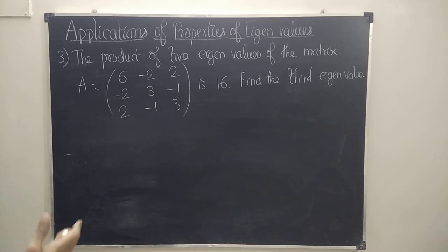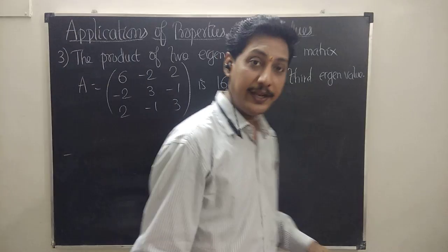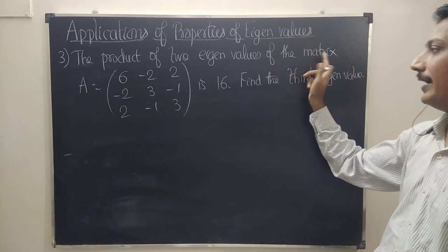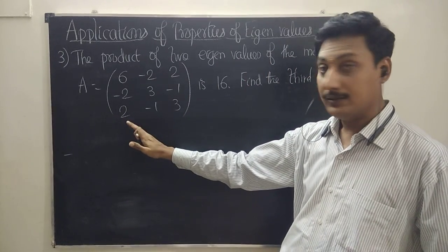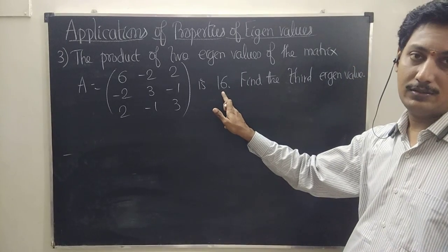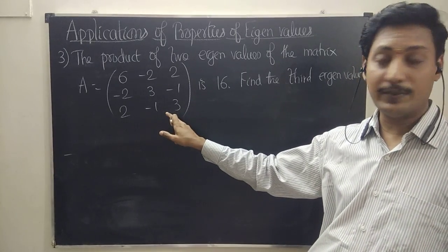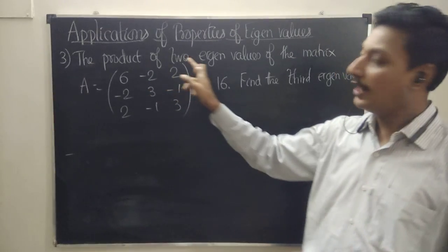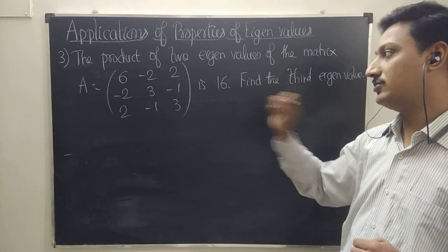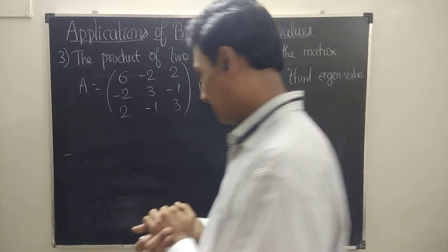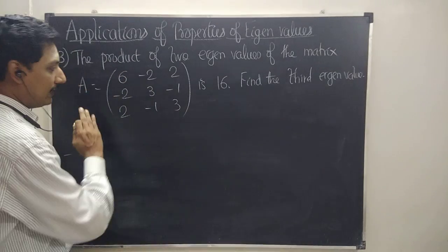The third problem: the product of two eigenvalues of the matrix A, which is a 3 by 3 matrix once again, is 16. So there are 3 eigenvalues because A is a 3 by 3 matrix, isn't it? So the product of any two eigenvalues is equal to 16. Find the third eigenvalue. So how to get this one? So this is the 3 by 3 matrix.